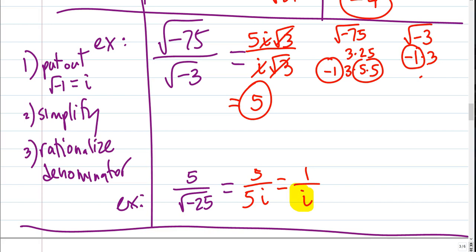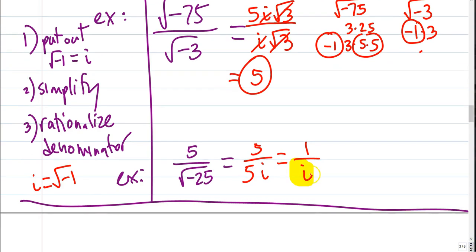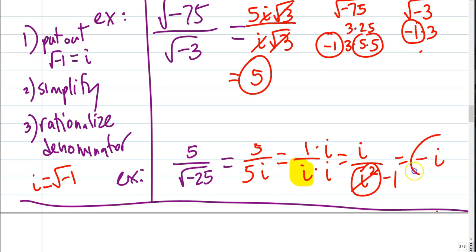Why is that an issue? Because i is equal to the square root of negative 1, so we have a radical in the denominator. How do we deal with that? Well, just like we did before, if we have a square root on the bottom, I can just multiply the top and bottom by the same thing. On the top we get i, on the bottom I get i squared. What does that do for us? i squared can be replaced as negative 1. So I divided by negative 1, or negative i.